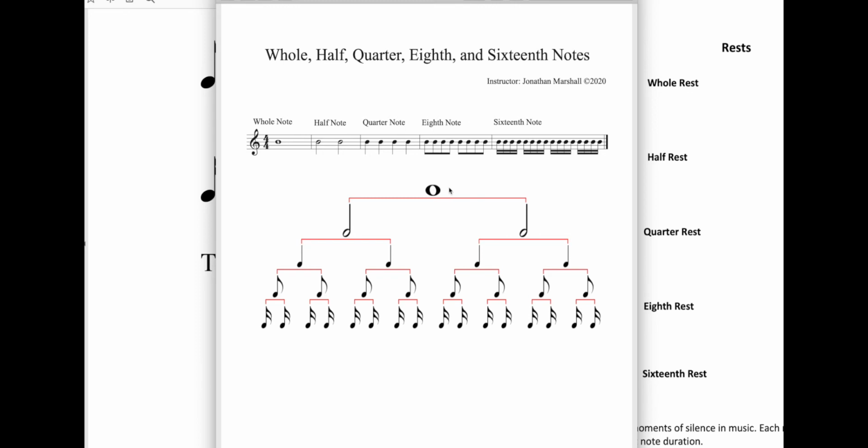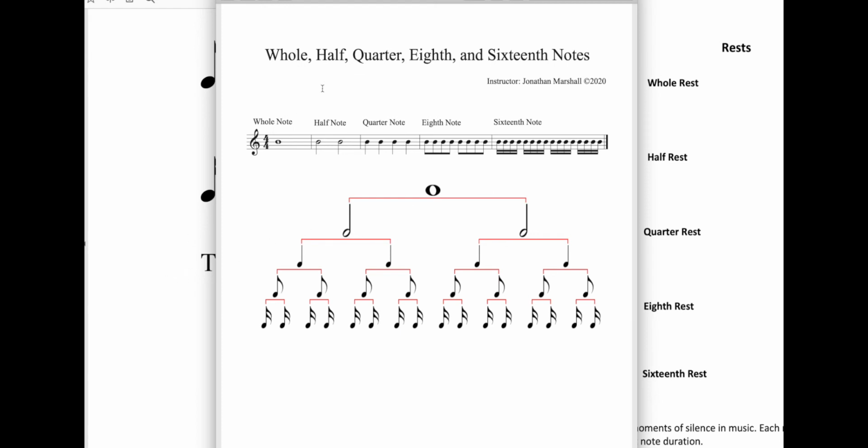It looks like this. So you see there's the whole note, 2 halves in a whole, 2 quarters in a half, or 4 quarters in a whole, 2 eighths in a quarter, or 4 eighths in a half, or 8 eighths in a whole, 2 16ths in an eighth, 4 16ths in a quarter, 8 16ths in a half, and then 16 16ths in a whole note.